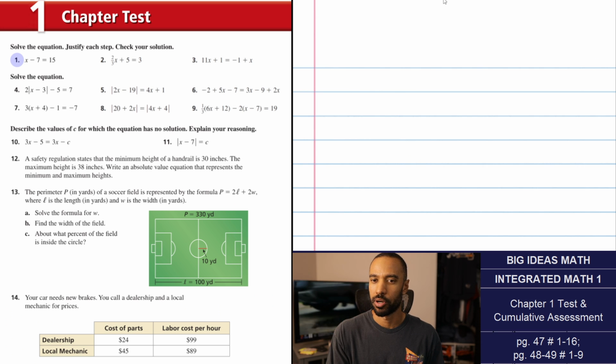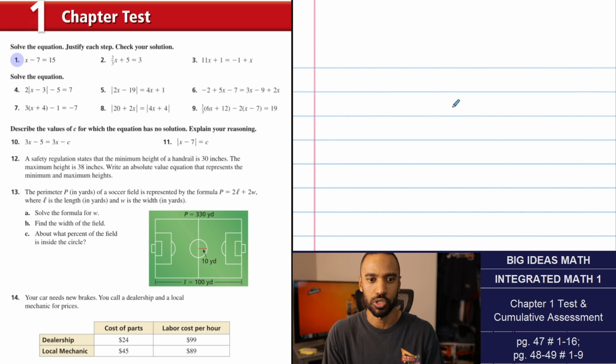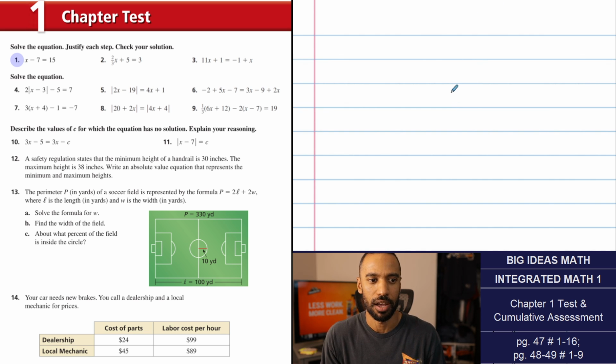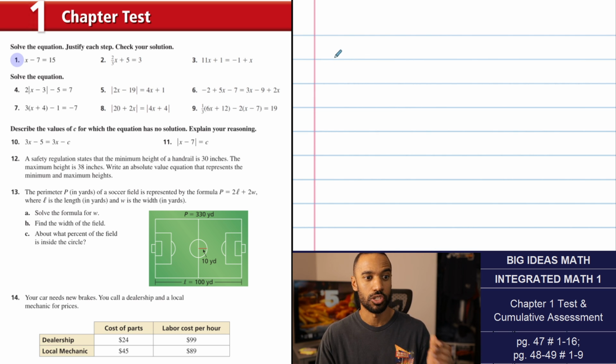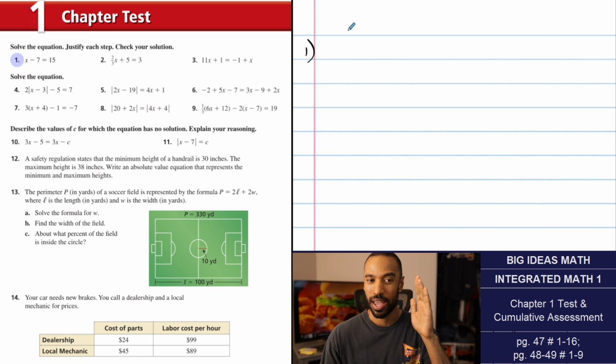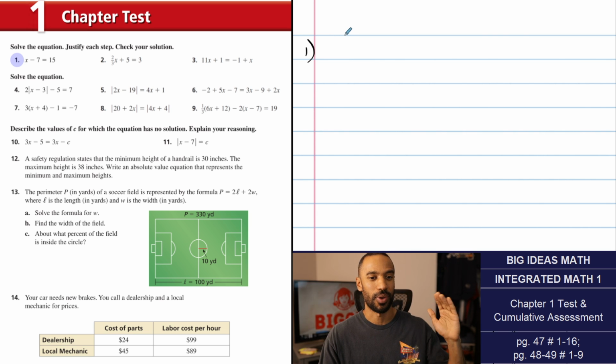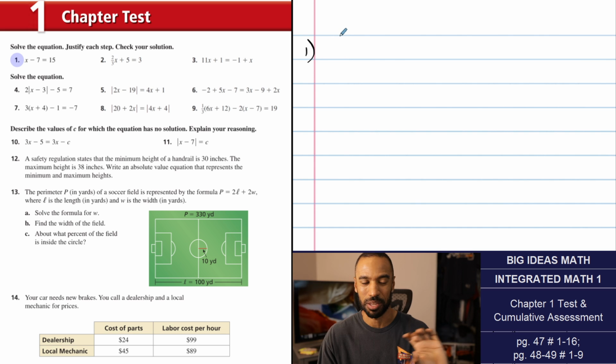We're going to start with numbers 1, 2, and 3, where they say solve the equation, justify each step, check your solution. These can be any combination of single-step equations or multi-step equations, including variables on one side. So when I see these ones, number 1, I see out of section 1.1. Number 2, I see out of section 1.2. And number 3, I actually see out of section 1.3. They're mixing and matching them.